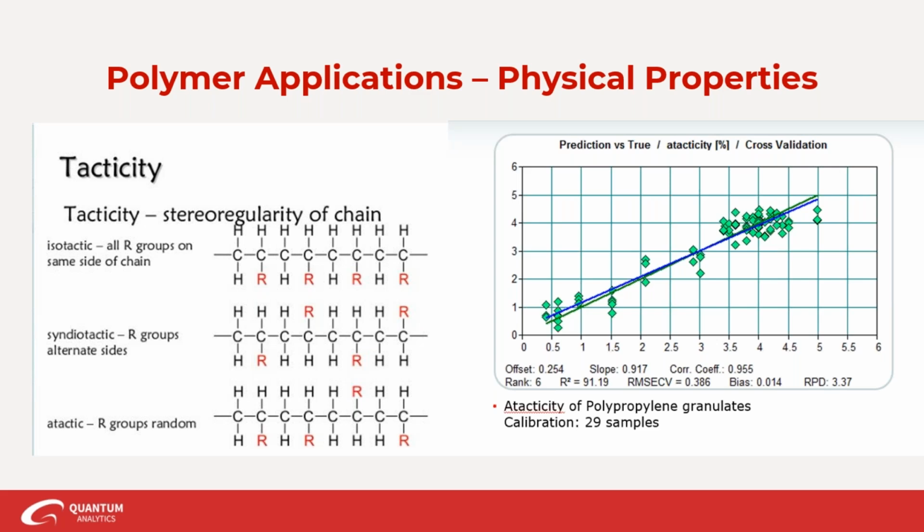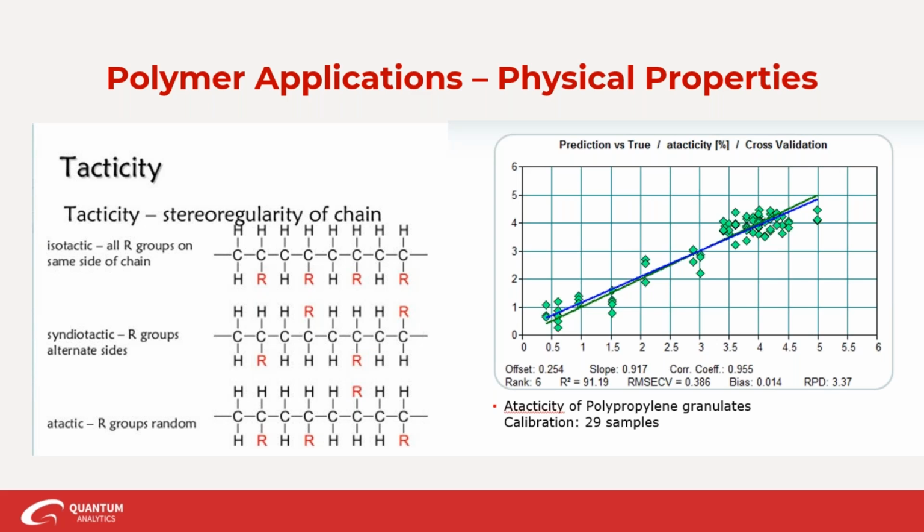So polymer tacticity has a very strong effect on how a polymer melts, how soluble it is, and its mechanical properties, especially the glass transition temperature. So the greater order in isotactic and syndiotactic chains favors crystallization. The reference method that is required to do this measurement is NMR, which is very expensive, time consuming, and requires skilled labor as well. And as you see here on the right, another calibration model for determining atacticity in polypropylene granules, and this one came out pretty well as well.